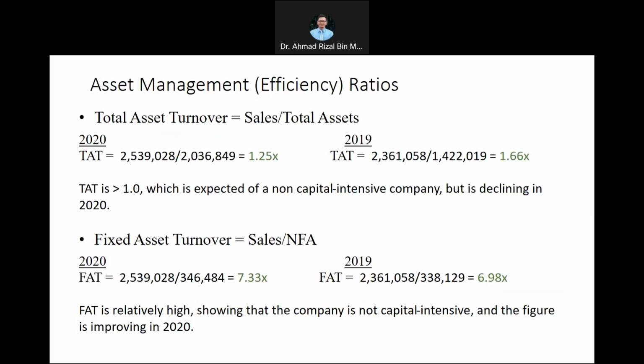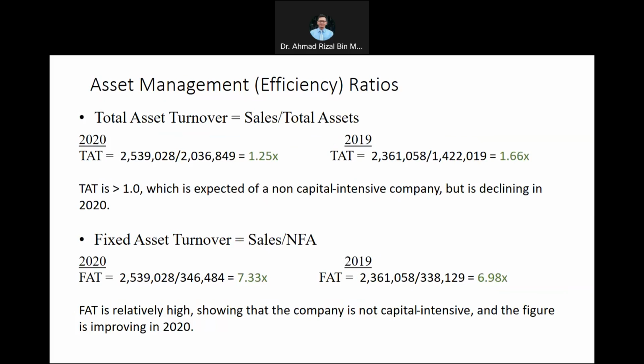But in other regular retail-based manufacturing and whatnot, and manufacturing also depends if it is highly intensive also. But other than that, if it is not that highly intensive in terms of capital, we would expect the total asset turnover to be greater than 1.